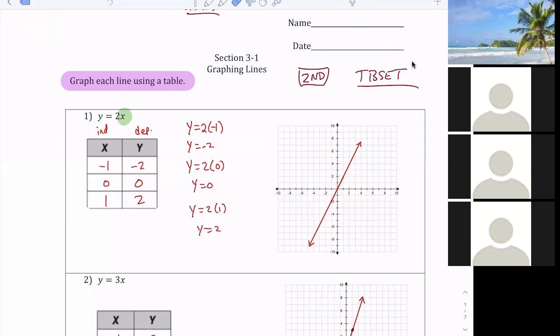Second table set. Second table. Yours. This is what I want. All right, everybody's good? The negative is right here, right next to the decimal. Negative. One. Enter.